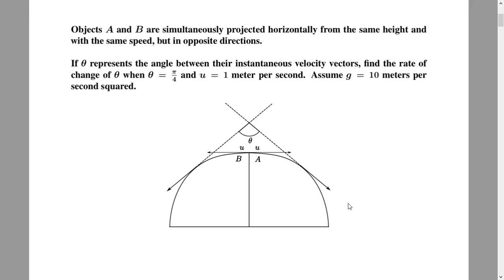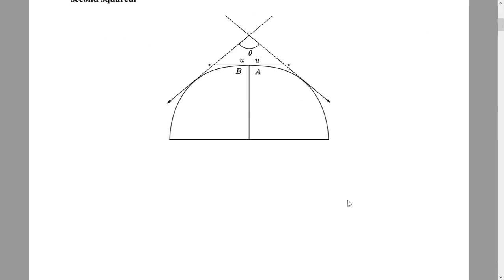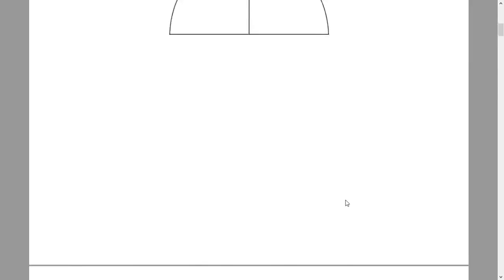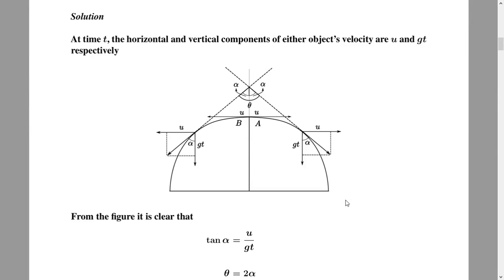Okay, so again we need to find an expression for theta in terms of t, and then we can find d theta by dt, right? So look at this diagram here then. At any time t, the horizontal component of A's velocity would be u. It doesn't change because there is no acceleration in the horizontal direction. Similarly, the horizontal component of B's velocity would be u again, but in the opposite direction.